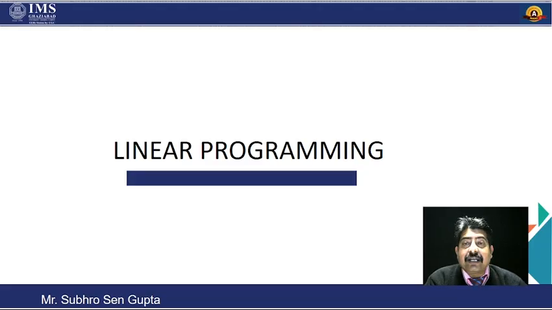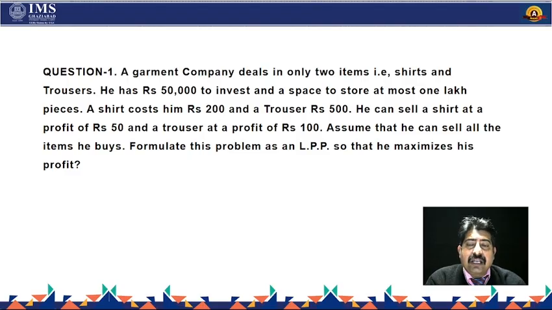Am I clear? Keeping these two in mind, let's start forming the equations. Suppose a garment company deals in only two items, shirts and trousers. He has rupees 50,000 to invest and space to store at most 1 lakh pieces. A shirt costs him rupees 200 and a trouser rupees 500. So what is being asked? The company's capacity to invest is 50,000, and when I talk about investment, I am talking in terms of rupees.